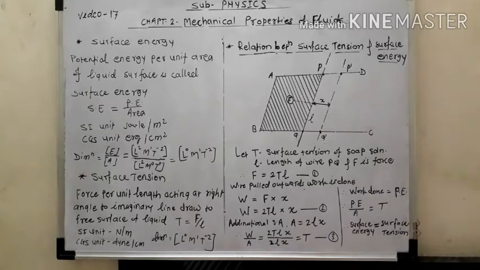You observed that the dimensions of both these terms, surface energy and surface tension, are the same, that is L0, M1 and T-2. So we can derive the relation between surface tension and surface energy: they must be equal, because the dimensions of both these quantities are the same. So we also see this relation between them. The surface tension is equal to surface energy.